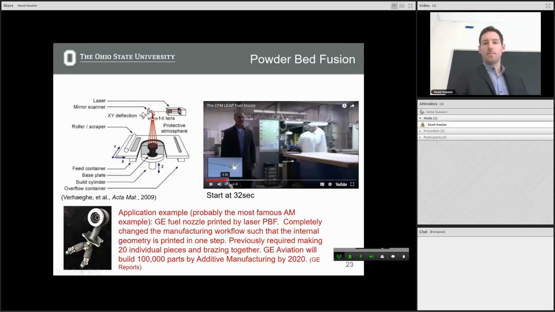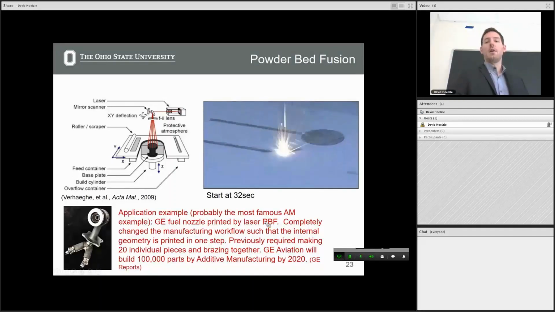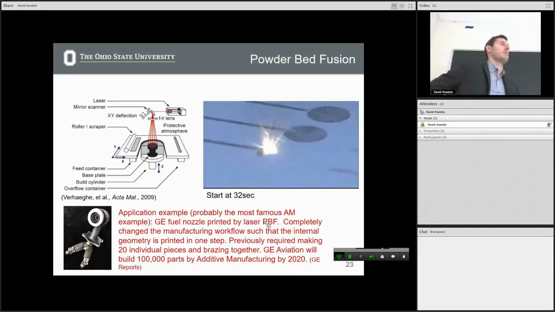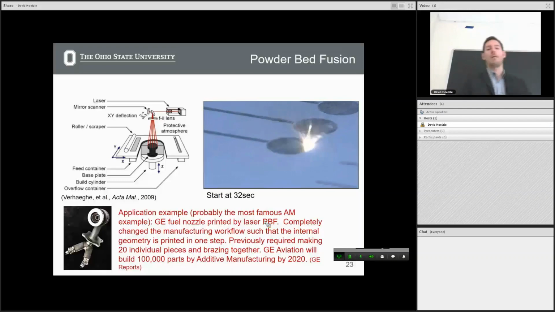Here, we'll go through this again. You can see the laser hitting the powder, turning it into solid metal, then a recoater blade comes across and puts more metal powder down, and does this over and over again.